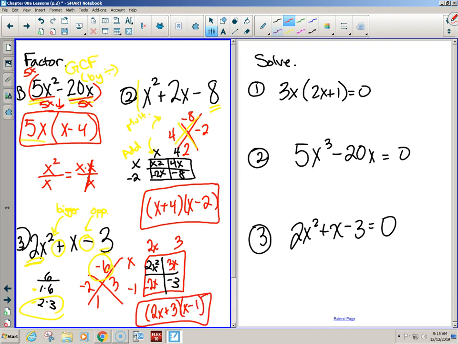How can you check any factoring problem? Multiply. If I multiply, it should go here, and it should go right back there, and I should be right. You can always double check a factoring problem.